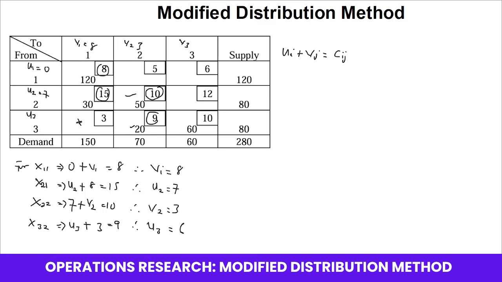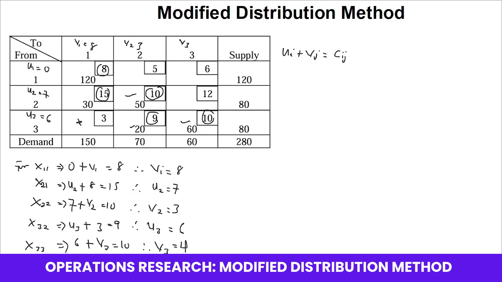We move to the next one. That's the next allocated cell, X33. We already know our U3 to be 6. So 6 plus V3 is equal to this value, 10. Therefore, V3 is equal to 10 minus 6, that's 4.